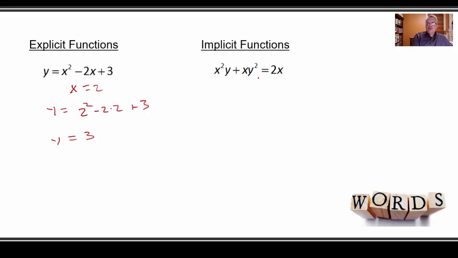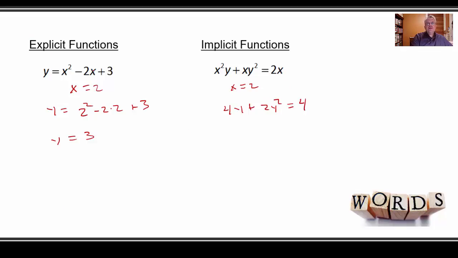Well, we also have functions and curves defined by implicit functions. And that means that it's not really solved for y. We can put in a value of x, like if I put in x equals 2, 2 squared would be 4 times y, plus 2y squared equals 2 times 2, which is 4. So I can substitute a value for x, but if I want to know y, I have to do some work. I have to solve it for y. So that's an implicit function. It's not already solved for y.